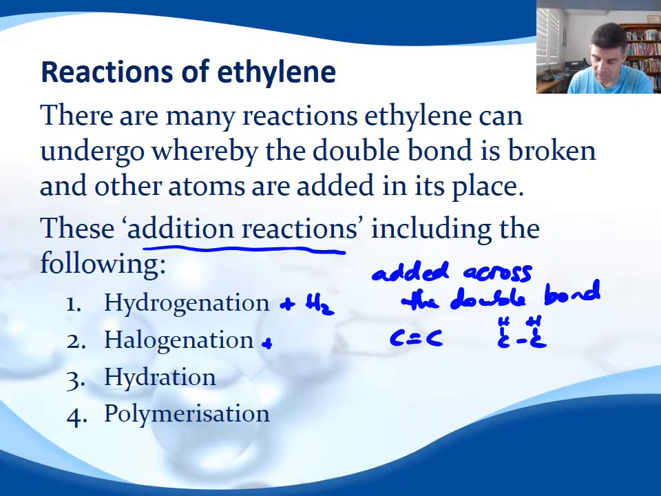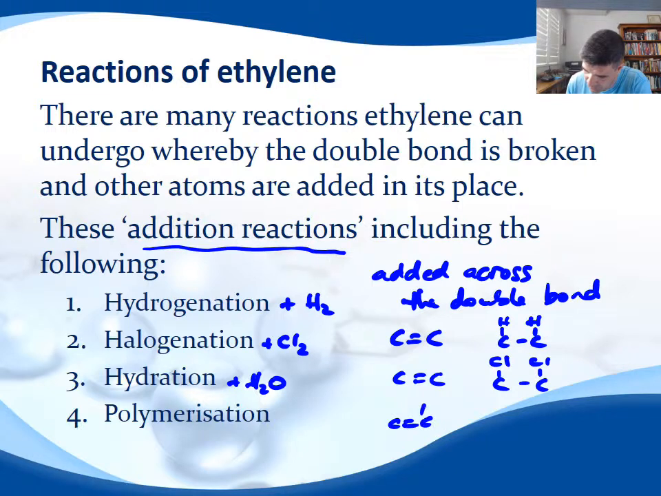Halogenation, the halogens are fluorine, chlorine, bromine, iodine, etc. So if we were to add chlorine across, again, the double bond breaks, but this time we have a chlorine on either side. Hydration is the addition of water. This is going to be very important at a later stage too. When the double bond here is broken, we get water molecules, so an H and an OH forming either side of the double bond.